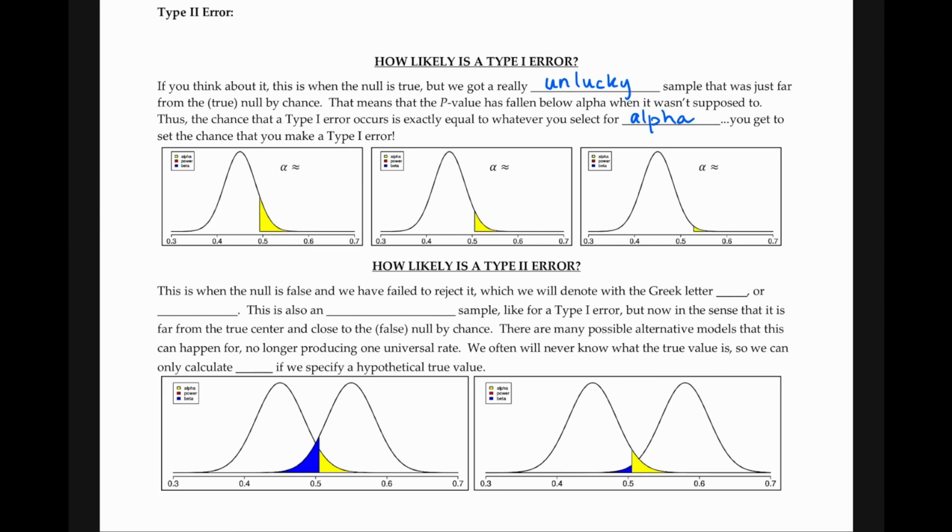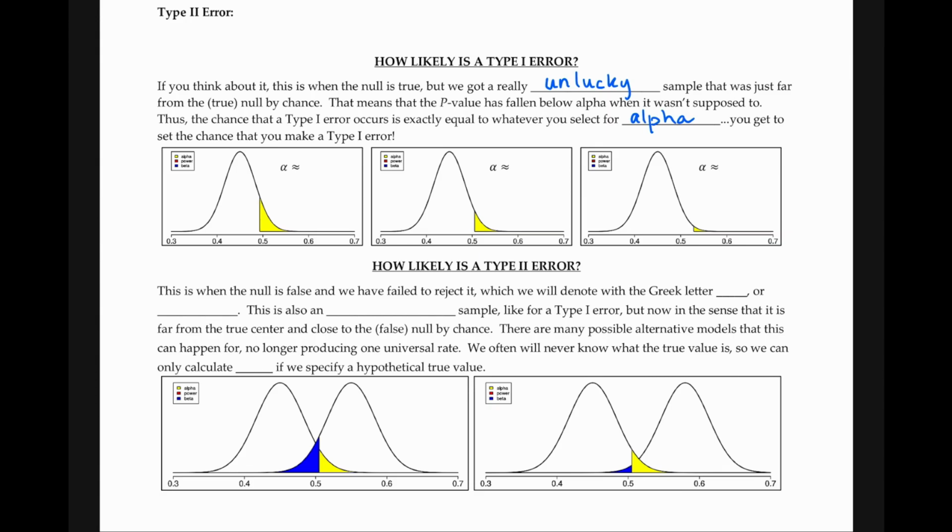So the chances of making a type 1 error is equivalent to the alpha level, okay? So you're in total control of that. That's really cool. So the chances of making a type 1 error is something that is under your control for all of this. So let's visually see what's going on here.